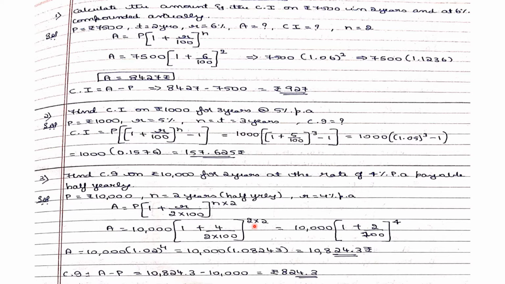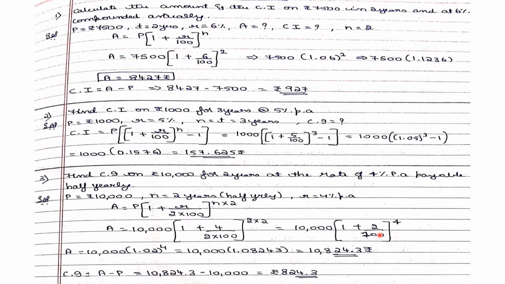And once again half yearly, so 2 into 2 will become 4. So here it will be 10,000 into 1 plus. Here what they have done is 2 ones are 2, 2 twos are 4. So this we have divided, and we have got 1 plus 2 by 100. So we have taken the shortest value. So 1 plus 2 by 100 to the power of 4.